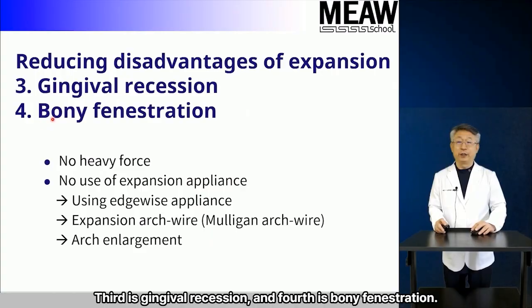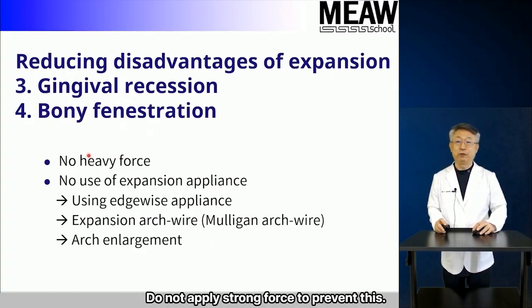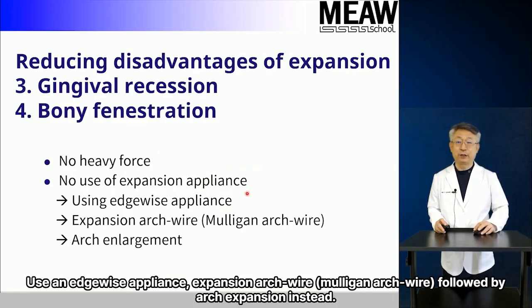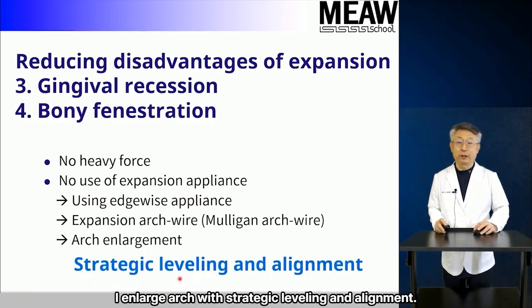Third is gingival recession, and fourth is bony fenestration. Do not apply strong force to prevent this. If possible, do not use expansion appliances. Use an edgewise appliance. Expansion arch wire, Mulligan arch wire followed by arch expansion instead. I enlarge the arch with strategic leveling and alignment.